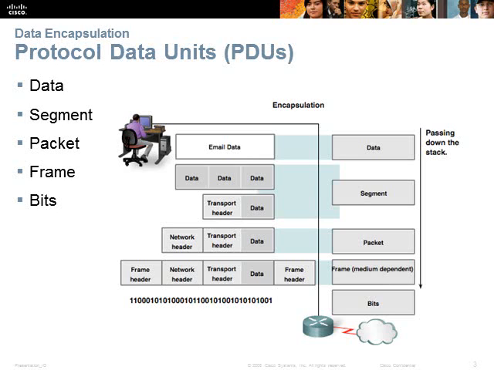So again, the data is broken up into segments with port numbers added to them. These segments become packets when IPs are added to them. These packets become frames when MAC addresses are added to them, and they are sent on along the way. This is the process of encapsulation.